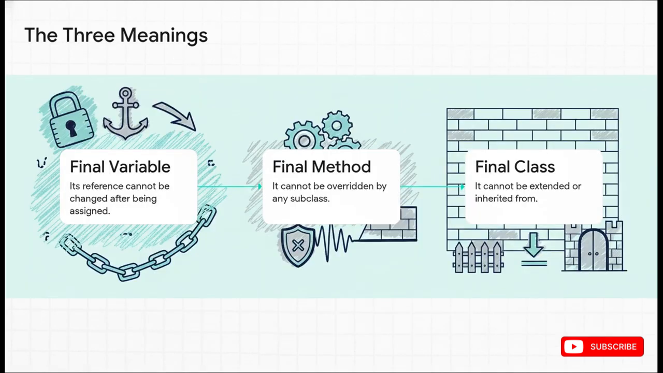First up, if you make a variable final, it's basically a constant. Once you assign something to it, its reference can never, ever be changed. Then you have final methods. This is like locking down a piece of logic, telling other developers, hey, you can't override this in a subclass. And finally, you can make an entire class final, which means nobody can inherit from it at all. This is a huge move for security.